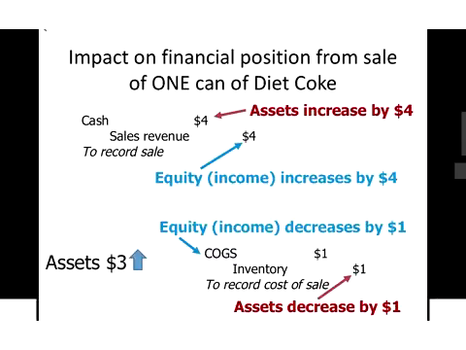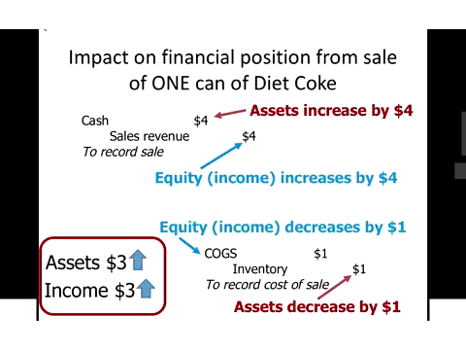So the overall impact is assets go up by $3 because our cash goes up, inventory goes down, but assets go up by $3. Income goes up by $3. Income affects equity. So when we're looking at this question that's out there right now, assets will increase by $3. Okay, so the answer is assets will increase by $3. I'm going to close this question in about 5 seconds. So it is assets, they increased by $3.